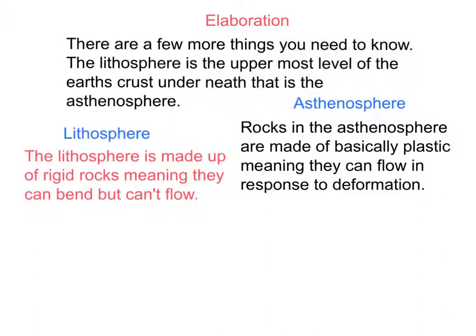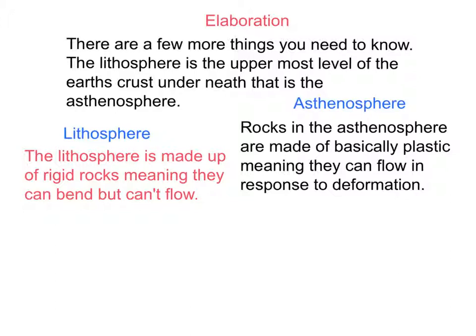Elaboration. There are a few more things you need to know. The lithosphere is the uppermost level of the Earth's crust. Underneath that is the asthenosphere. The lithosphere is made up of rigid rocks, meaning they can bend but can't flow. Rocks in the asthenosphere are made of basically plastic, meaning they can flow in response to deformation. At the heart of all this is the Earth's core, which is believed to be iron.